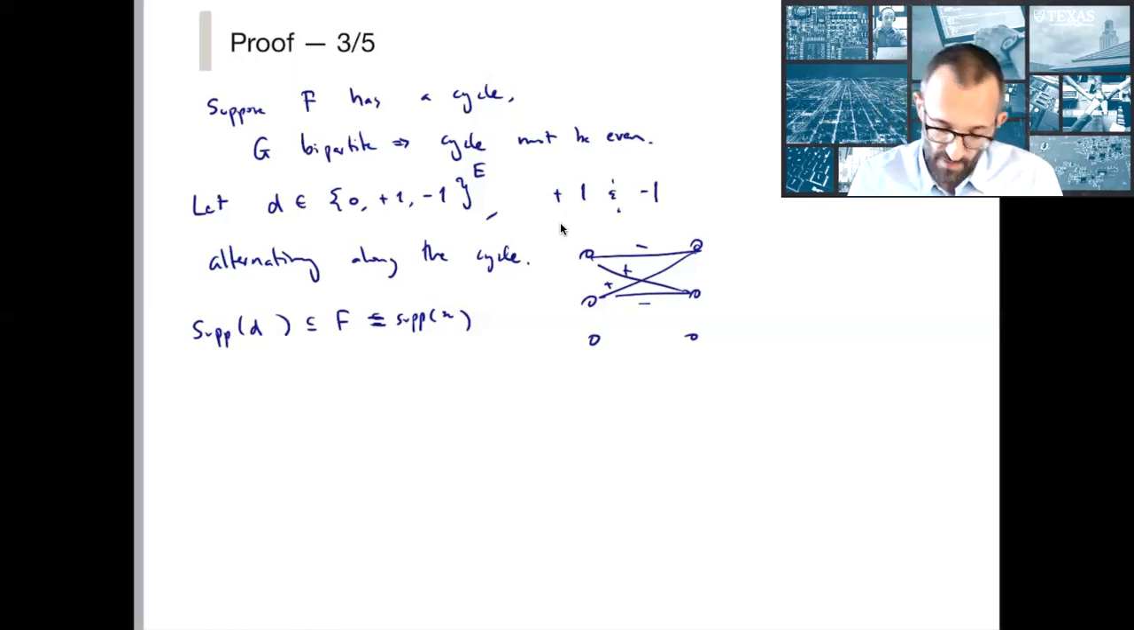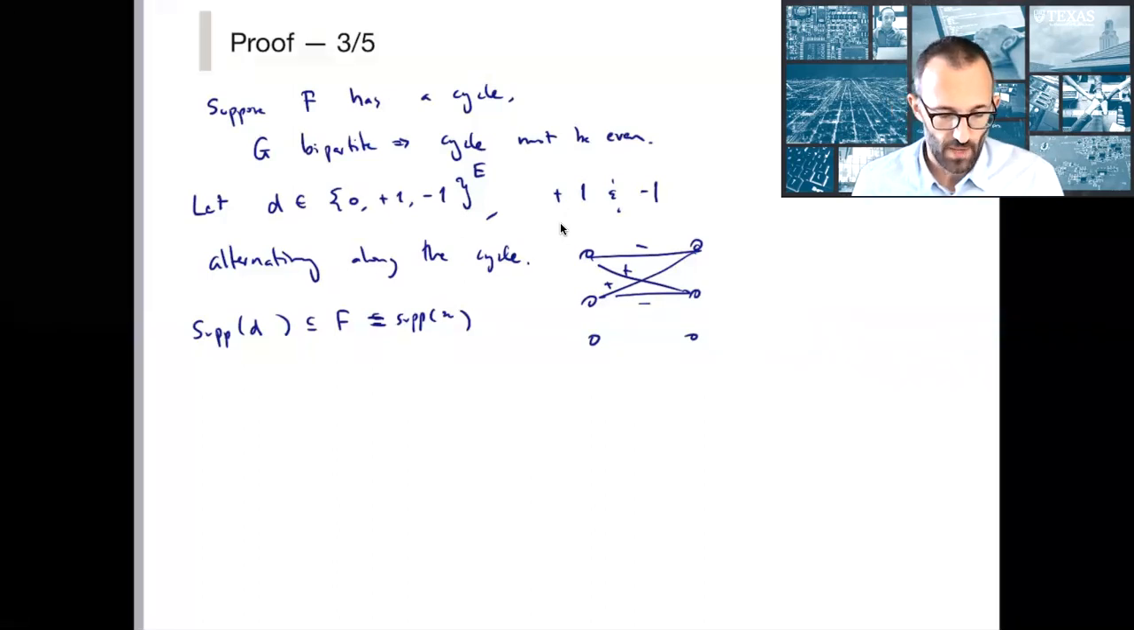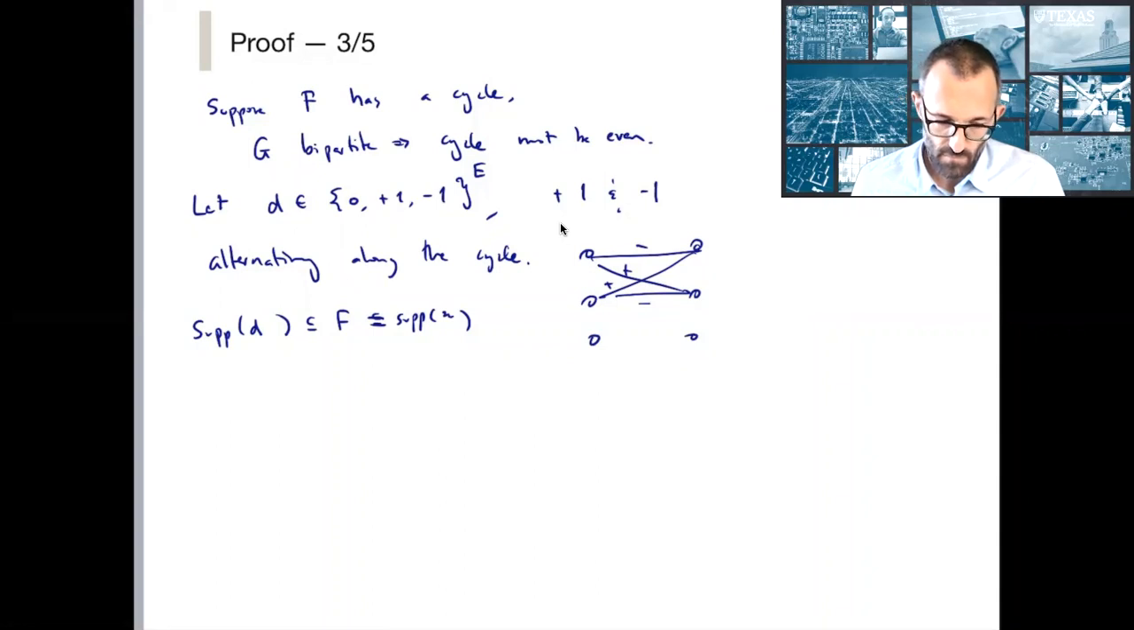Why is that? If epsilon is small enough, then we know that X plus or minus epsilon D is greater than or equal to 0, because D only has plus ones or minus ones where I have support, where X_e is strictly positive. So as long as I take epsilon small enough, there are no issues. Okay, so now I'm just going to take epsilon 1 and epsilon 2 as big as possible in either direction. And you can see how I'm going to use my induction hypothesis.